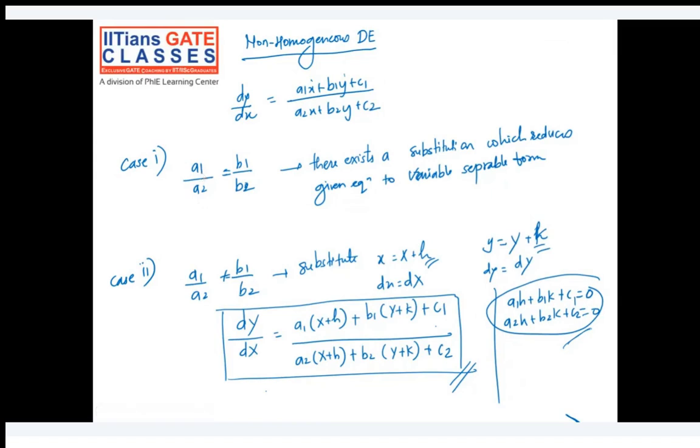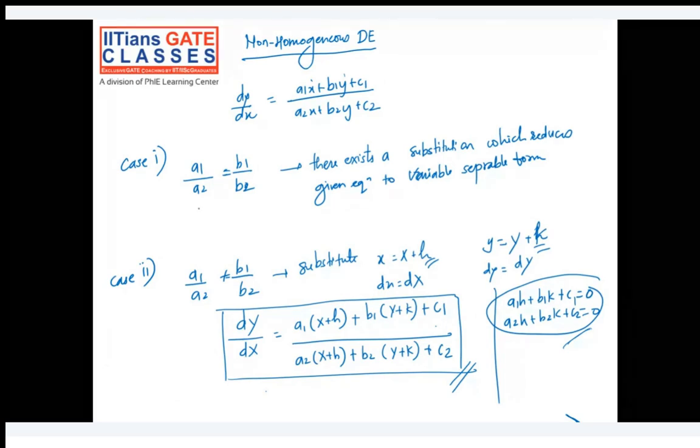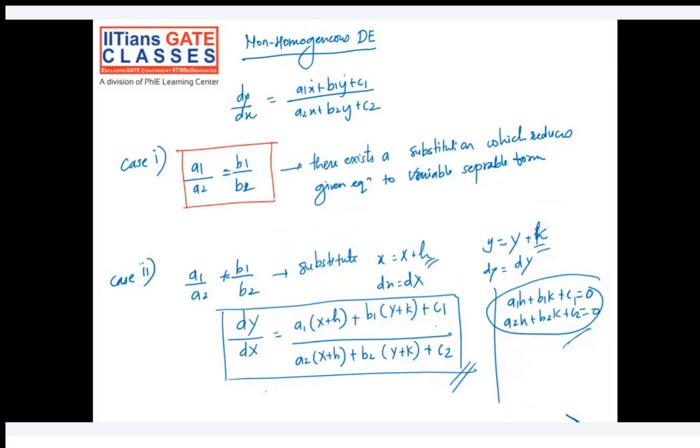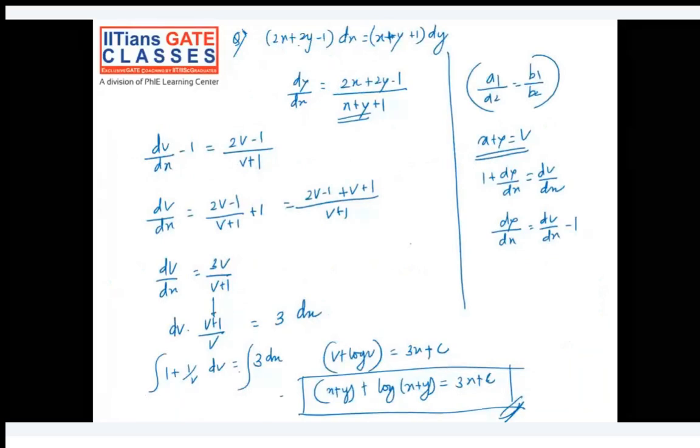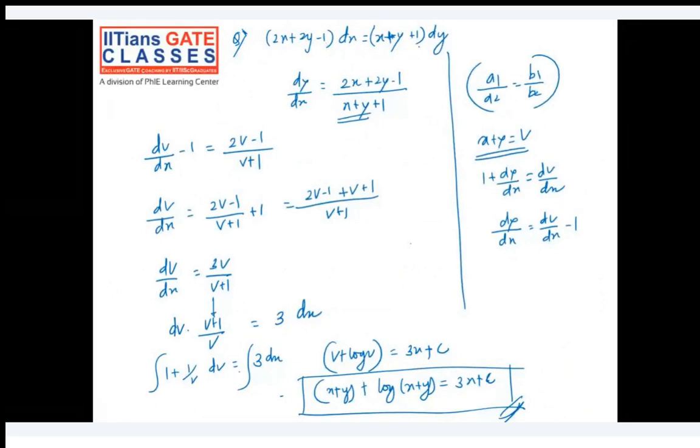But the problem comes whenever a1 by a2 is not equal to b1 by b2. This is the main tricky part here, because in the first case, we can easily solve the problem by using substitution. Let me show the first example. Look at this question: 2x plus 2y minus 1 dx equal to x plus y plus 1 dy. In short, dy by dx will look like this. Is it the same as what I have shown you before? Yes, it is in terms of a1x plus b1y plus c1 divided by a2x plus b2y plus c2.